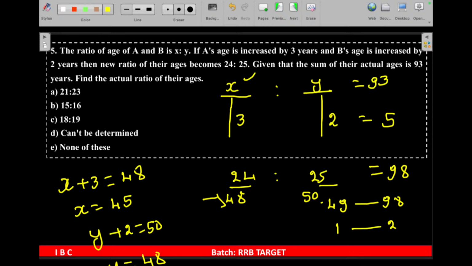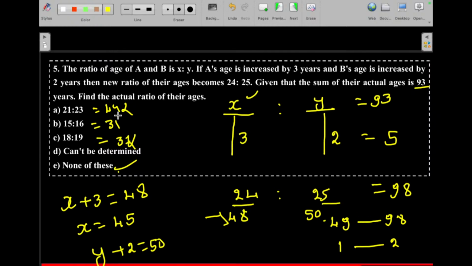You can do it by the option method. 15 plus 16 is 31, and it should be 93, so the sum should be a multiple of 31. 21 plus 23 is 44, it's not a multiple of this. 18 plus 19 will be 37, it's not a multiple. Maybe this one, but always the sum should be in the factors, the ratio sum should be a factor, the multiples. So using the option method also you can solve here, or none of these is 31. Clear now? Understood this concept?